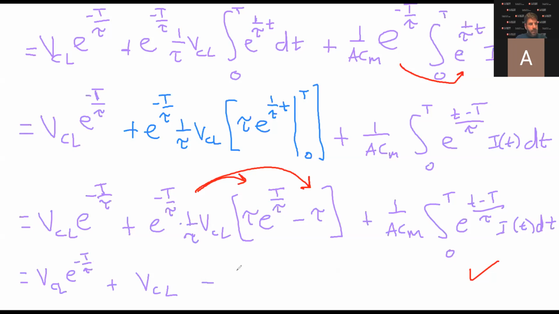And then what's the next term? Well, the next term, the taus cancel, and you're left with e to the negative t over tau times V sub L. And then, of course, this is the same. And what you'll see is that these two things are the same. So this creature and this creature add up to 0, and then it checks out. V sub L plus A over Cm, blah, blah, blah.